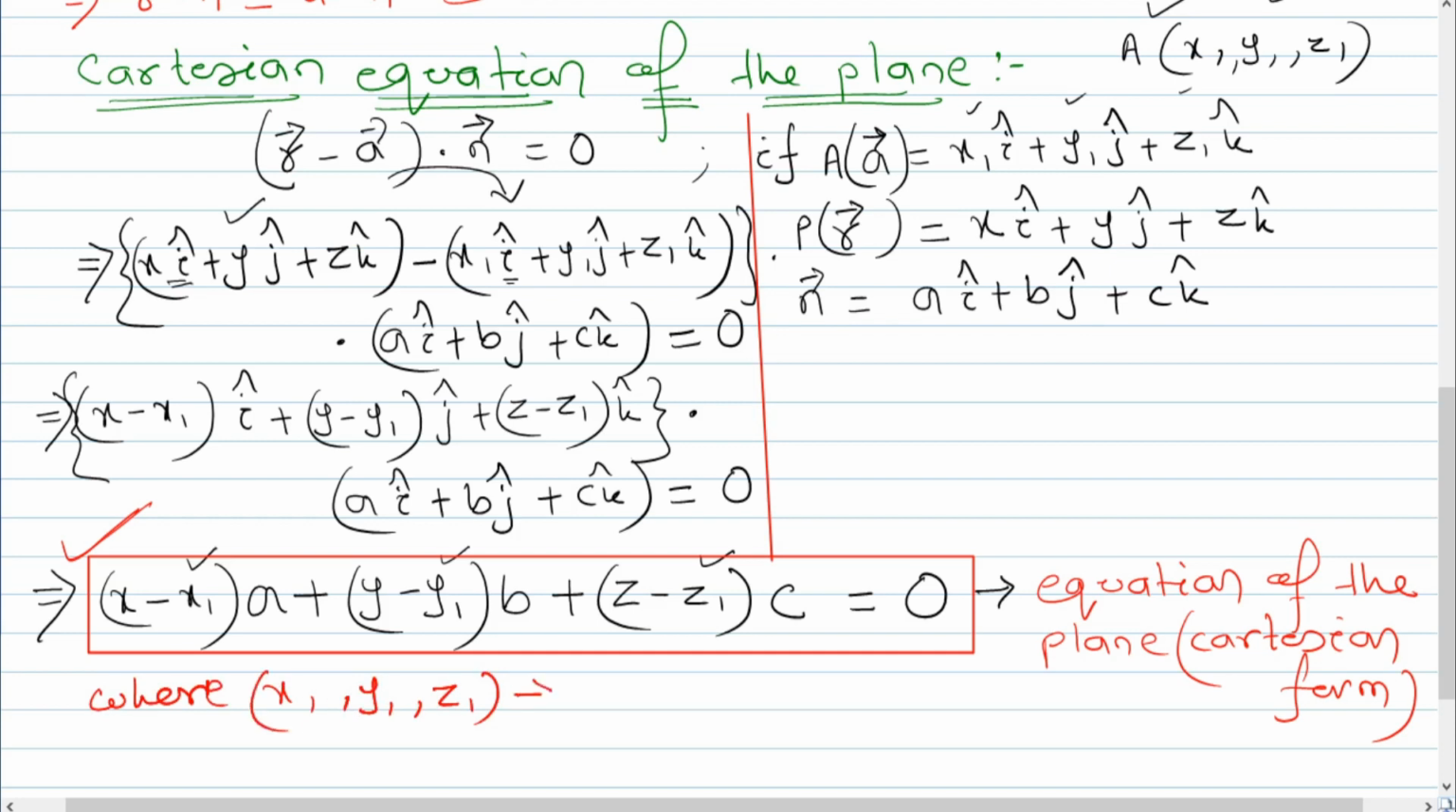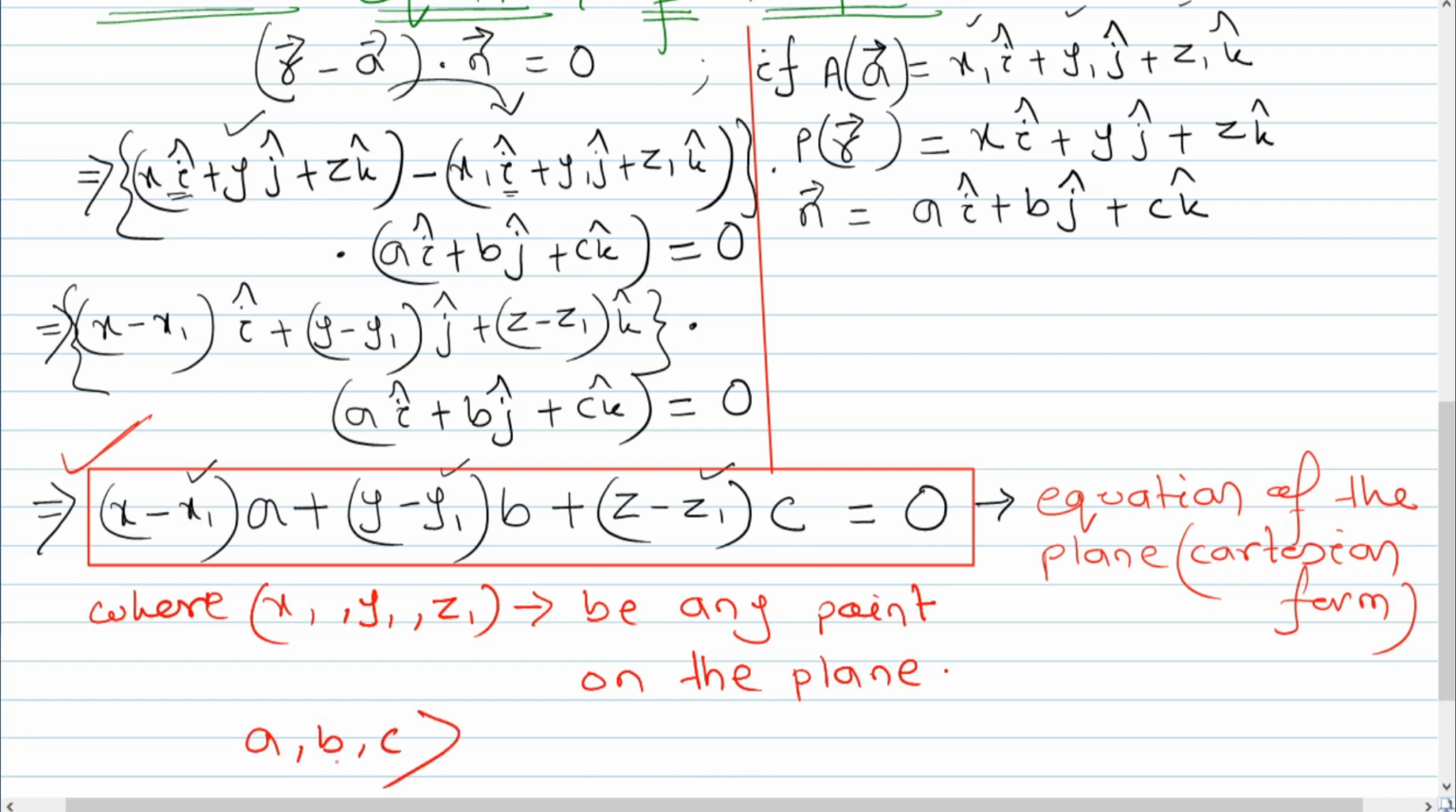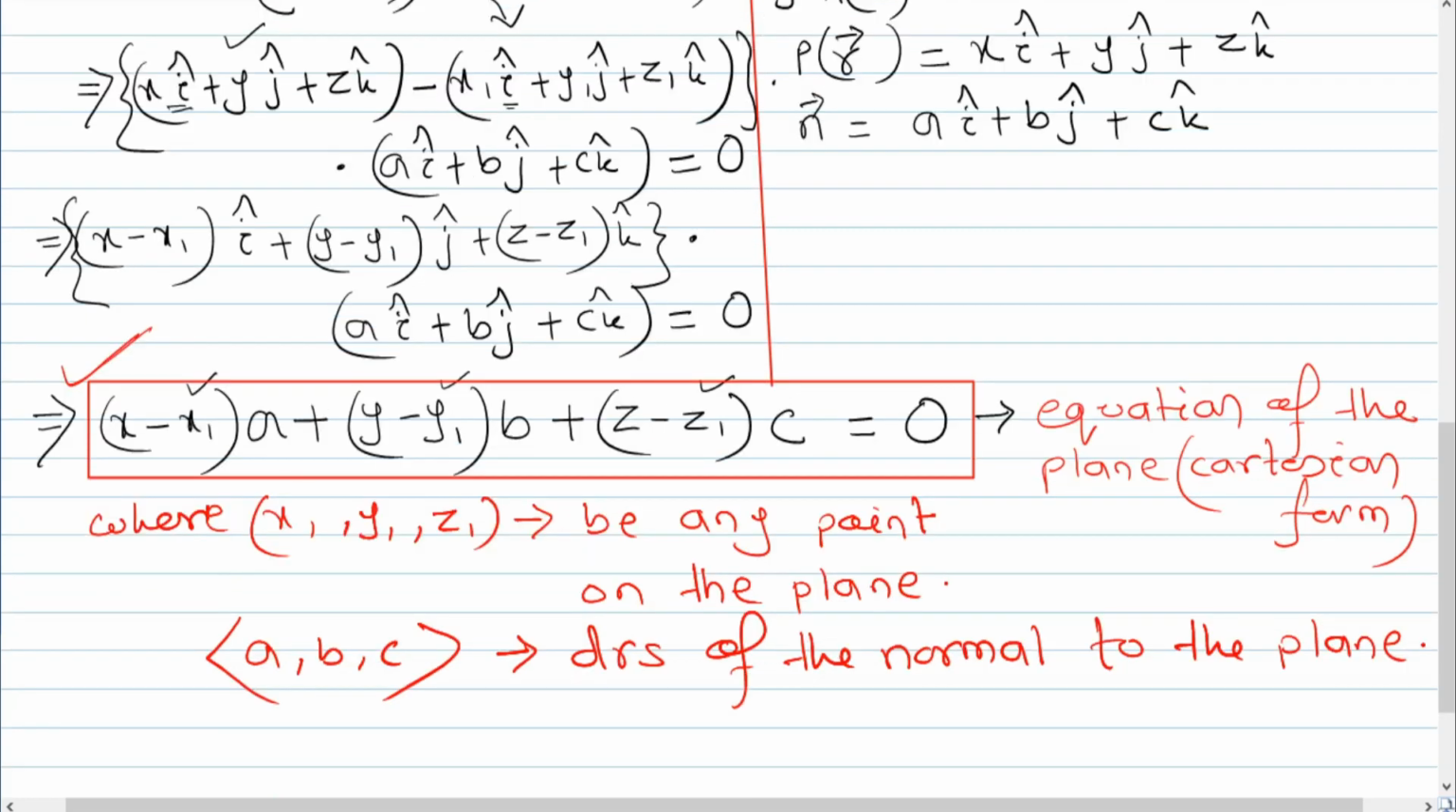Where x1, y1, z1 is any point on the plane, and A, B, C, what is that? DRS, the DRS of the normal to the plane. So all of you keep it in your memory: (x minus x1) into A plus (y minus y1) into B plus (z minus z1) into C is equal to 0. This is the equation of the plane in Cartesian form, where x1, y1, z1 is any point on the plane, and A, B, C is the DRS, that is direction ratios of the normal to the plane.